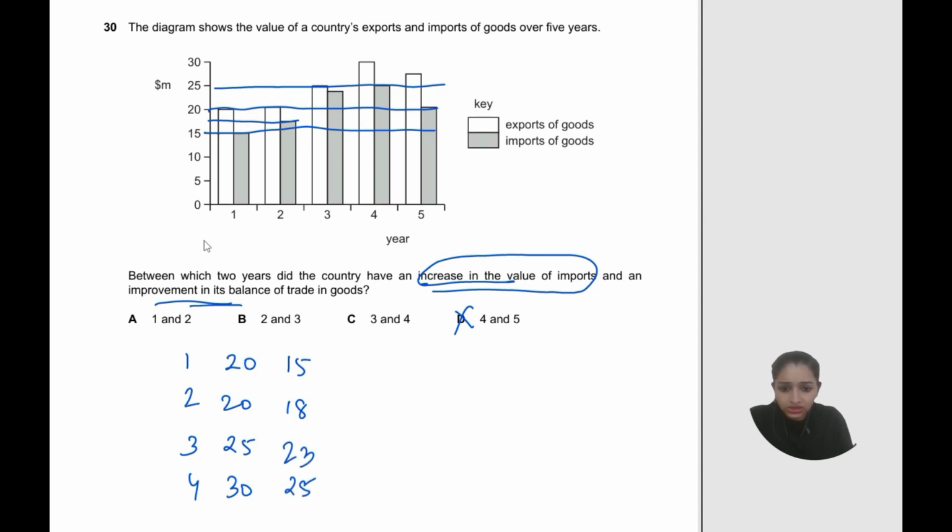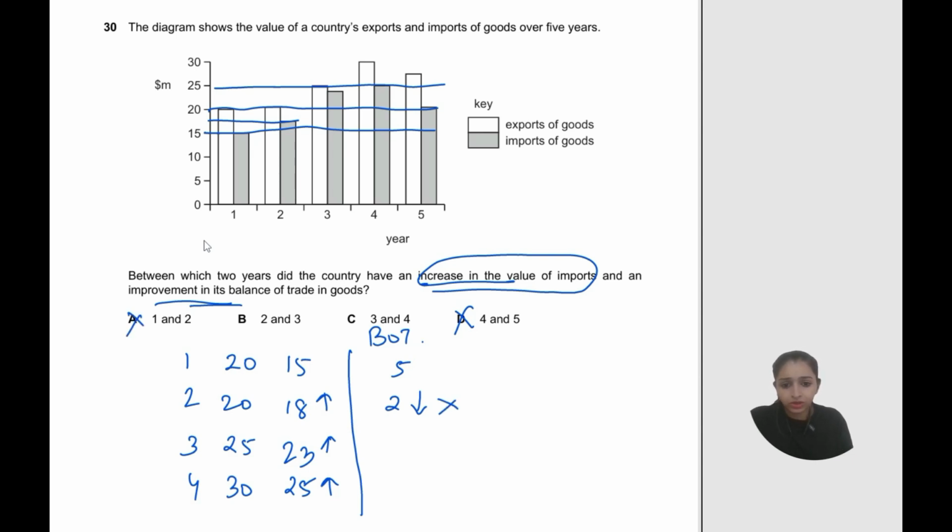Now, I know that from here to here there is an increase in imports. Now, let's look at the balance of trade. Here, the difference between the two, exports minus the imports, will give me the balance of trade. Now, here it is 5. From here to here it is 2. It has declined. So, this is not an option. 1 to 2 is not an option.